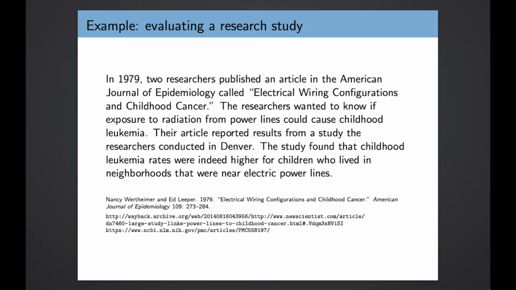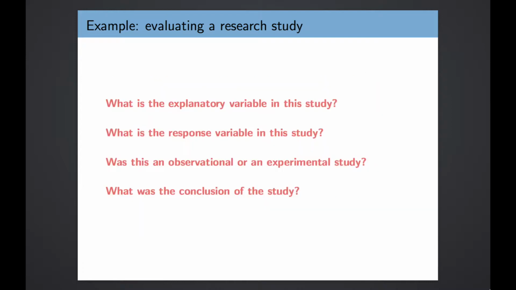So their article reported results from a study that they did in Denver, and their study found that child leukemia rates were higher for children who lived in neighborhoods that were near lots of electric power lines. We're going to talk about the validity of this particular study, but first let's see if we can answer some basic questions about the study. What is the explanatory variable and what is the response variable for this study? Was this an observational study or an experimental study? And finally, what did the study conclude? Take a second and pause the video and answer each of these questions, and then we can move on and talk a little bit more about this study in depth.